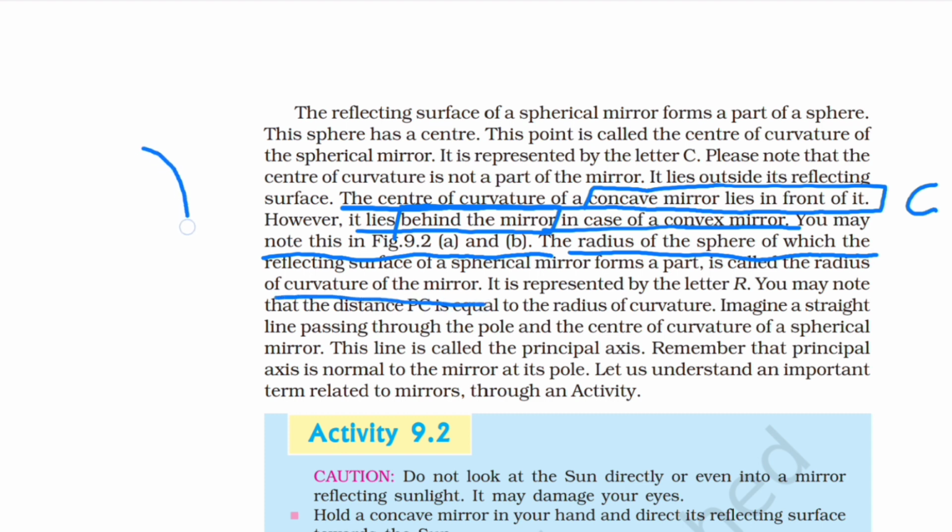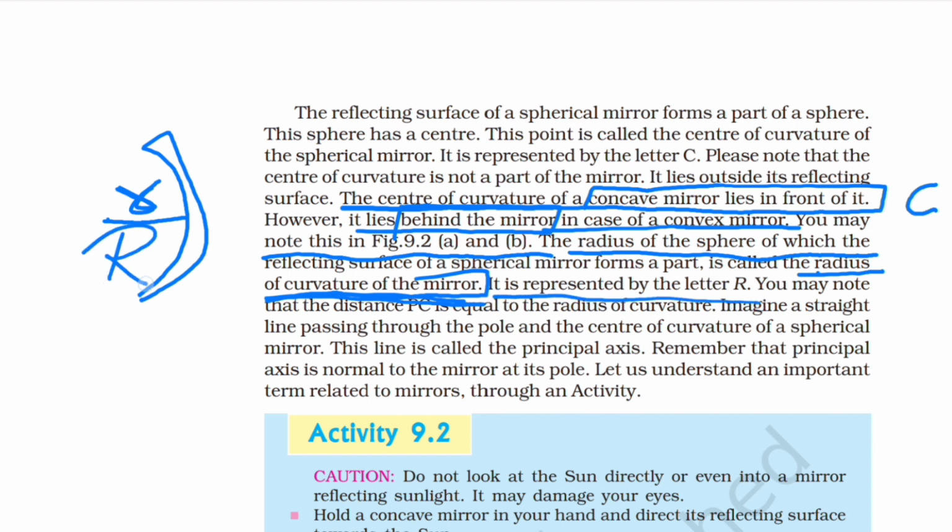I will show. Imagine that this is a concave mirror. Here the center of curvature is present. From here to here the distance is called the radius. This is called the radius of curvature of the mirror. For this mirror, it is the distance from the center to the pole. It is represented by the letter R.